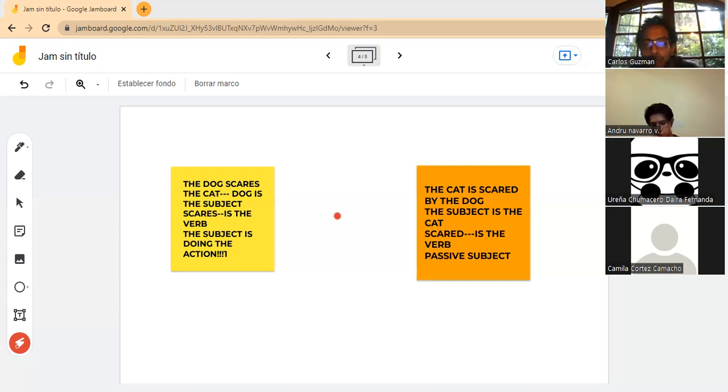All right, so these are just examples, you know, the dog scares the cat, the dog is the subject, is doing the action, so it's active voice. The cat is scared by the dog. The cat becomes the subject, it's receiving the action. It's gonna be scared by the dog, so it's passive voice, right? It's a passive subject. All right, let's see what else is there in this Jamboard. Let's just go see some exercises. I think you guys are ready.